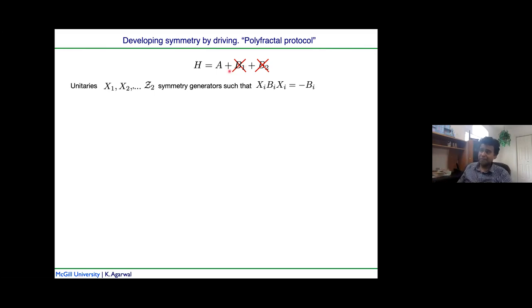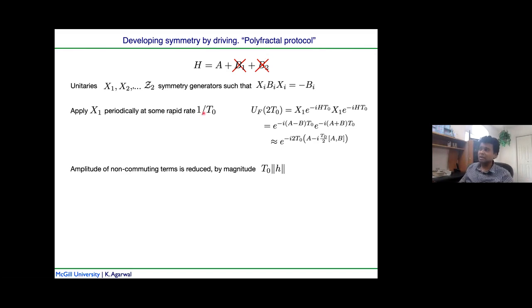One way to get rid of these terms is to imagine driving the system with a set of unitaries x1, x2, and so on. Their main property is that they essentially flip the sign of these terms, B1, B2, and so on. The Majorana connection will be that these x1 and x2 will be realized as Majorana operations, and we'll come to that. But for the moment, these are generic Z2 symmetry generators that effectively flip the sign of the terms of the Hamiltonian that you don't like.